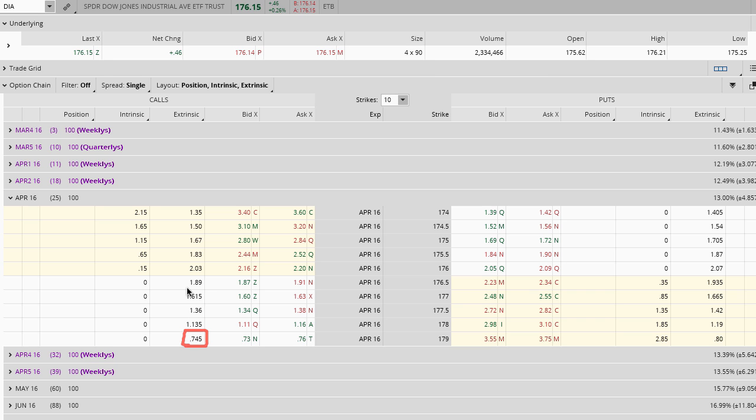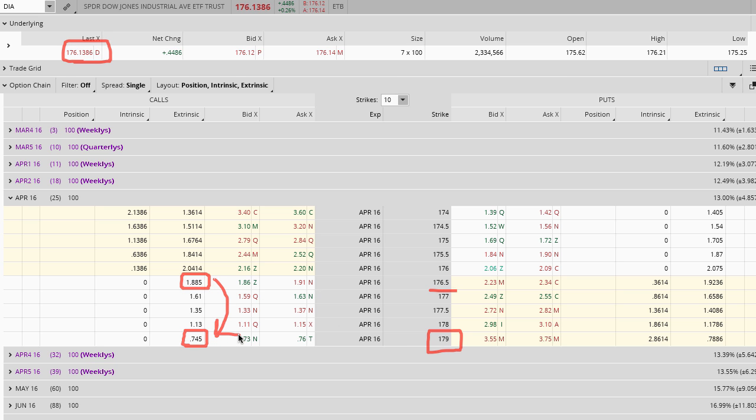The options that are close, like the 176.5, have a pretty good shot of being in the money, meaning there's a pretty good shot that DIA trades from 176.15 up to and above 176.5, but there's a less likelihood that it trades up to 179. So the value of those options in their extrinsic value format is much, much lower than the 176.5 because there's a lower likelihood that DIA trades up to 179.